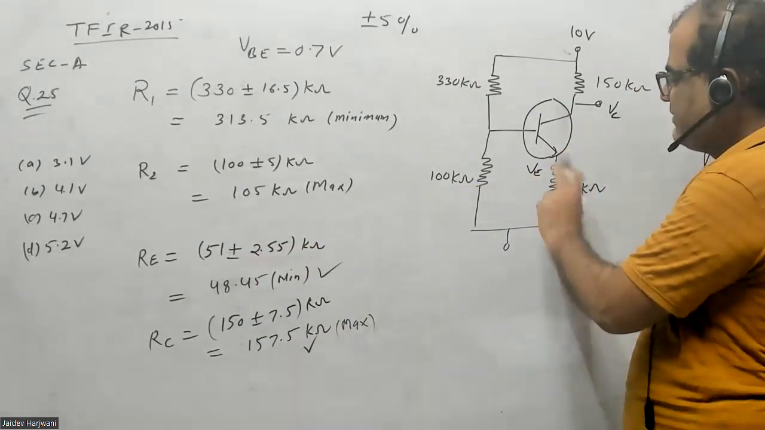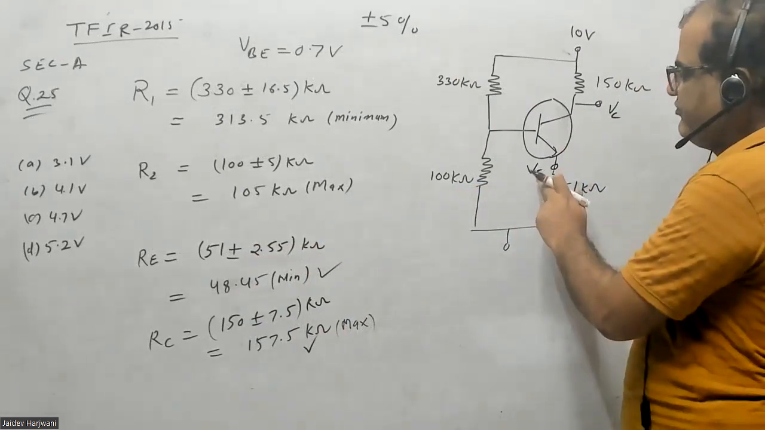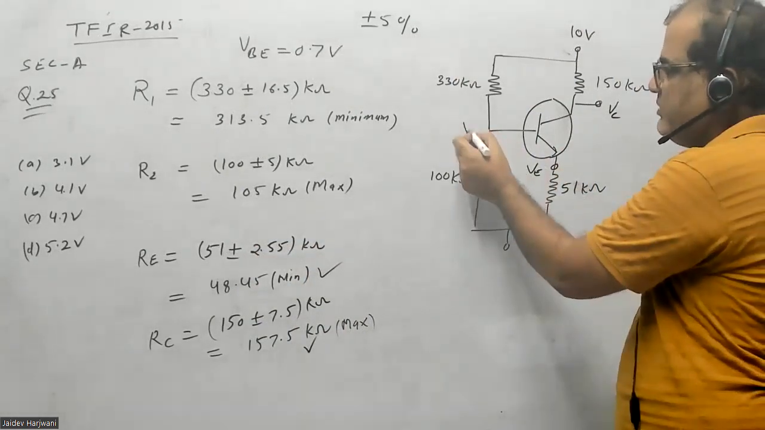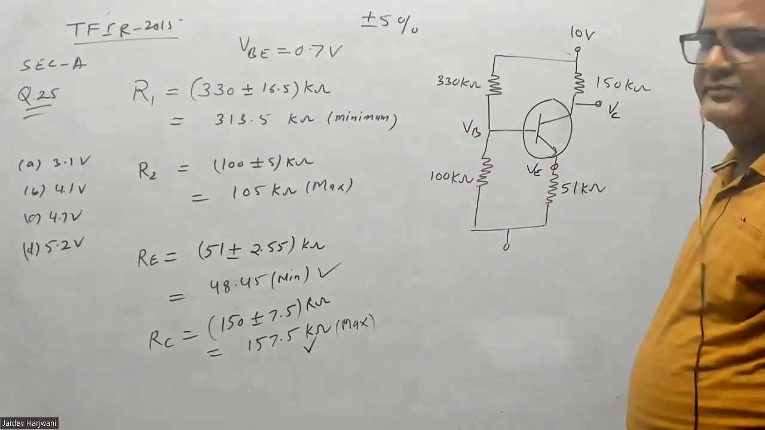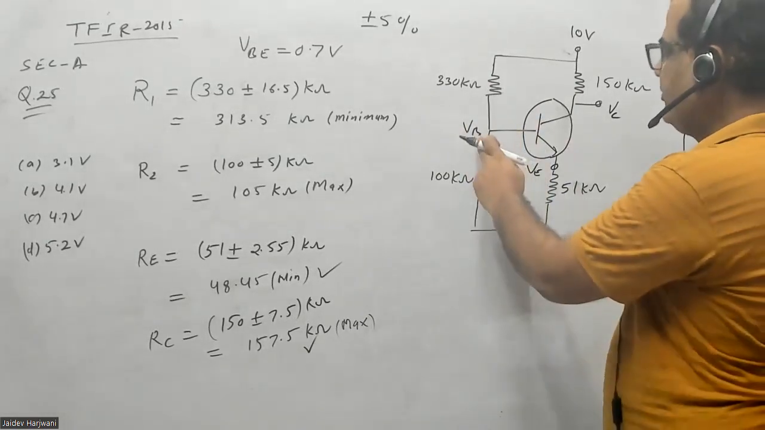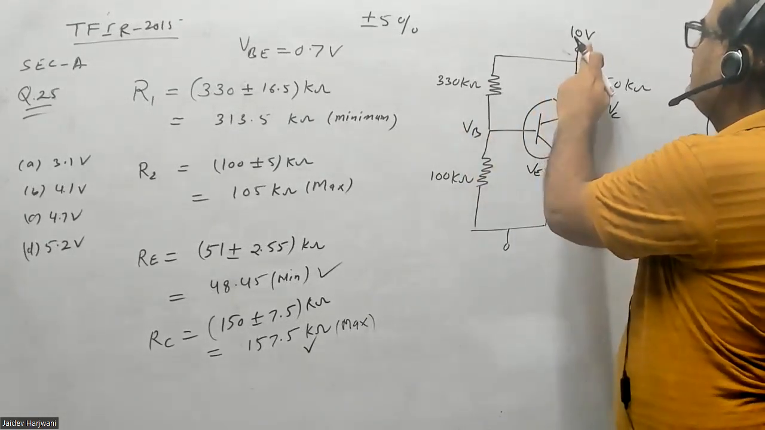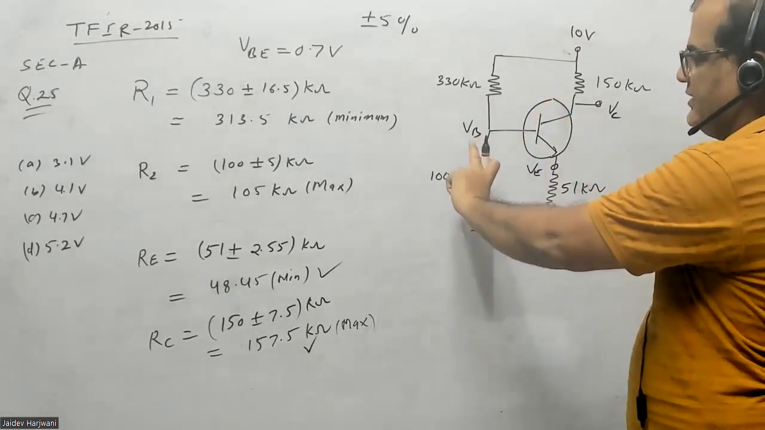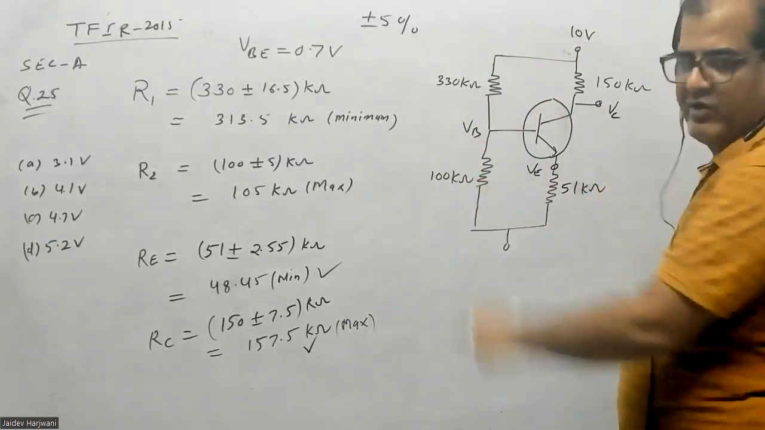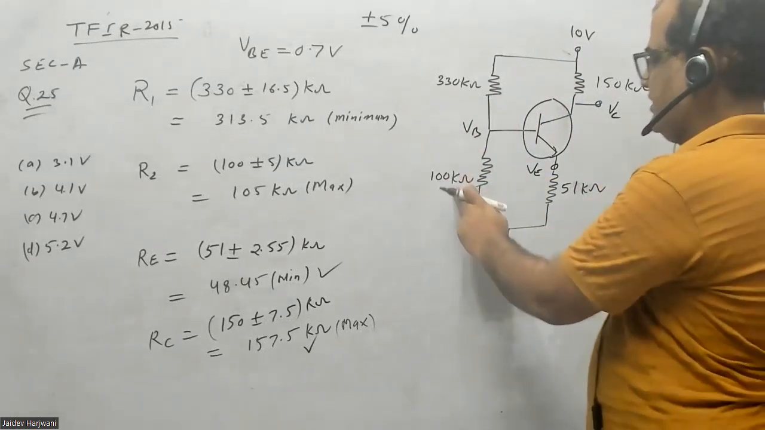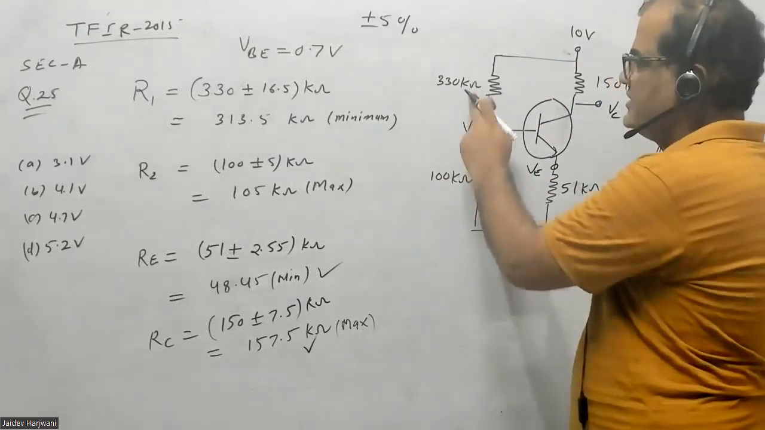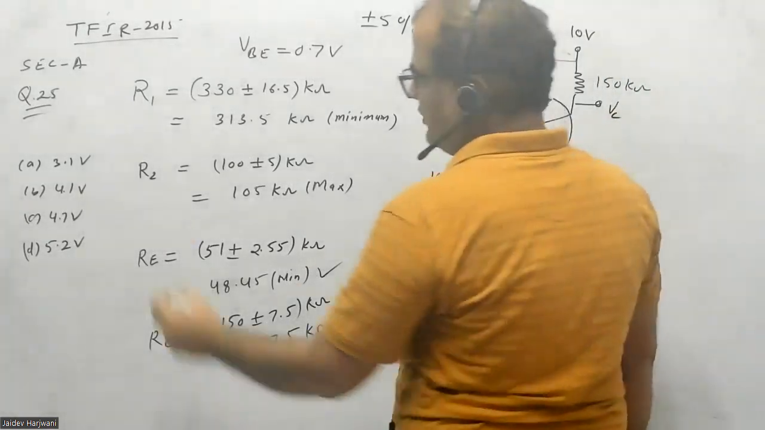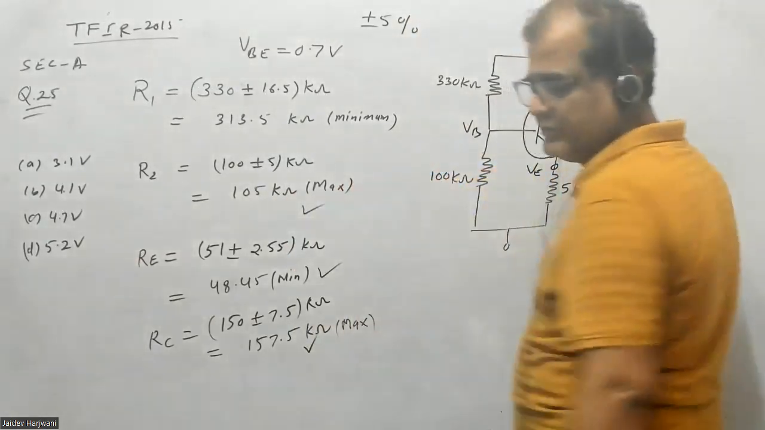Similarly, if IE has to be maximum, VE also has to be maximum, because IE is VE divided by RE. And for VE to be maximum, VB should be maximum. And if I want VB to be maximum, then the drop across this resistance should be maximum. For that, I have to take the maximum value of this resistance. If I say this is R1, this is R2, then R2 also has to take the maximum value.